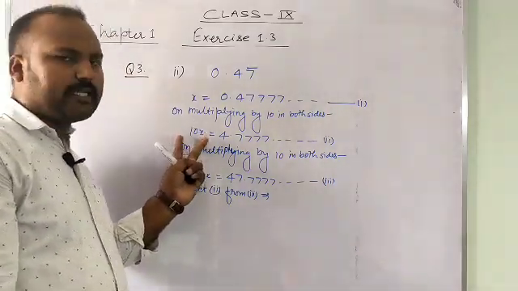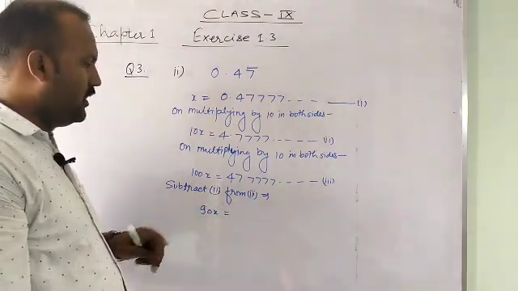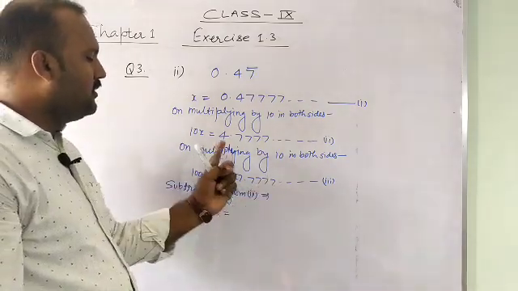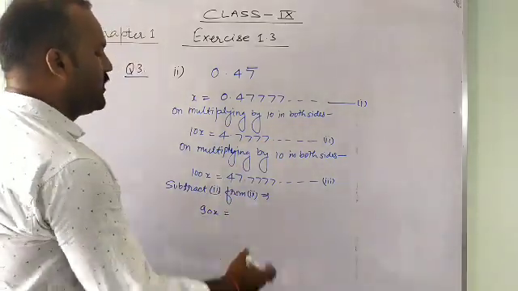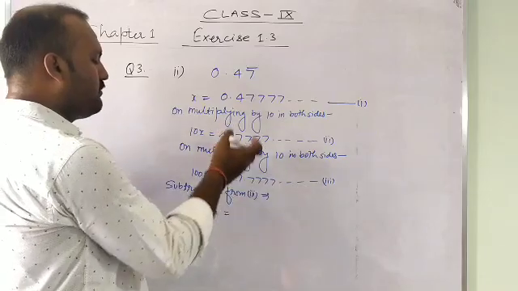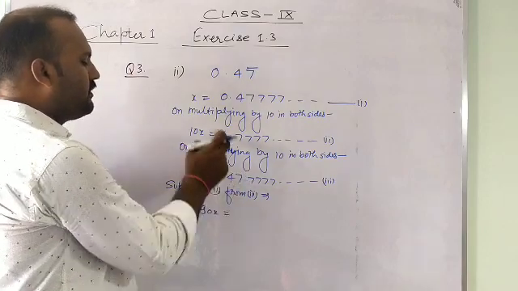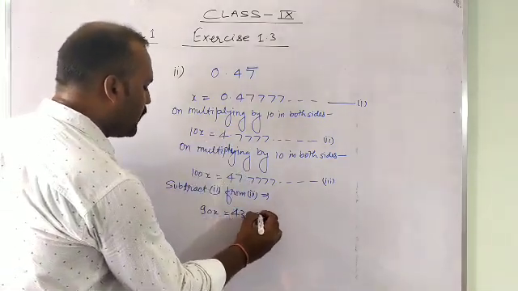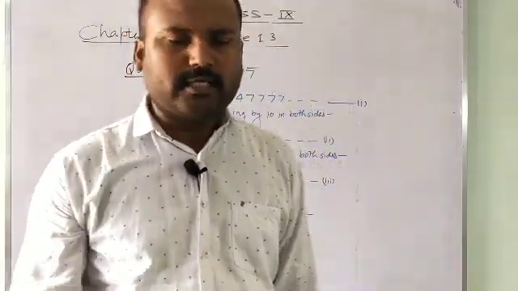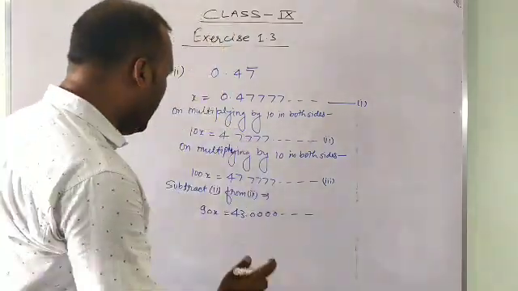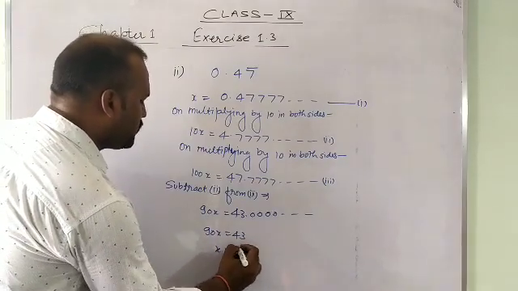If we subtract 10x from 100x, then you will get 90x. If we subtract 4.777 from 47.77, here will be 7 minus 7 is 0, 7 minus 7 is 0, 7 minus 7 is 0. After decimal all values will be 0, and before decimal what will be here? 47 minus 4, this will be 43, 43.0000 and so on. Okay, after decimal, if all digits are 0, there is no value, we can remove the decimal. It means 90x will be equals to 43 here, and x is equals to 43 upon 90.